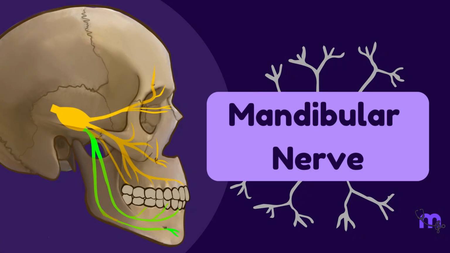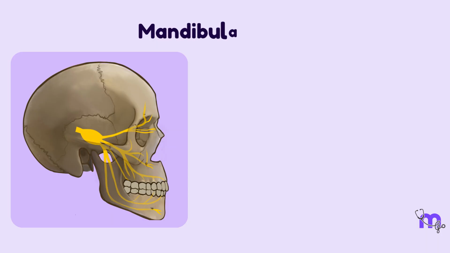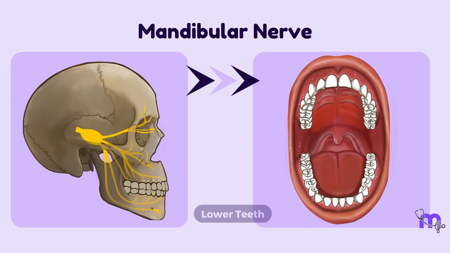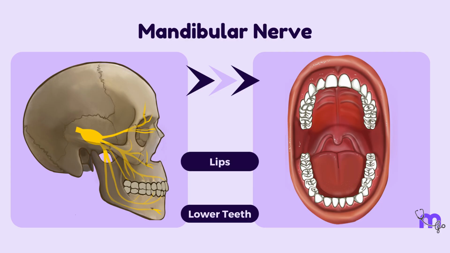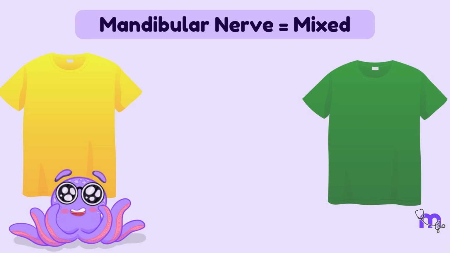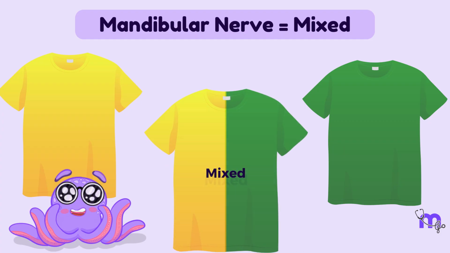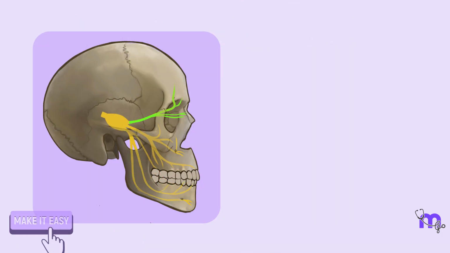The mandibular nerve. This superstar nerve supplies power to your lower teeth, lips, and other structures of the oral cavity. The mandibular nerve is a mixed nerve. What this means is that it has both sensory and motor components. Did that sound complicated? Let's put it this way.